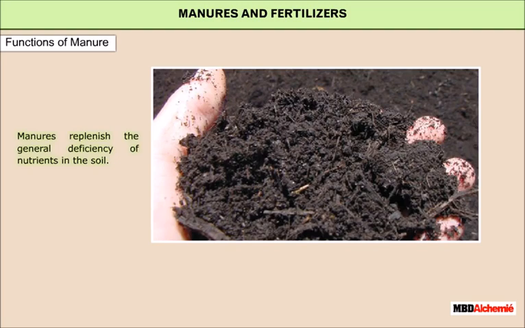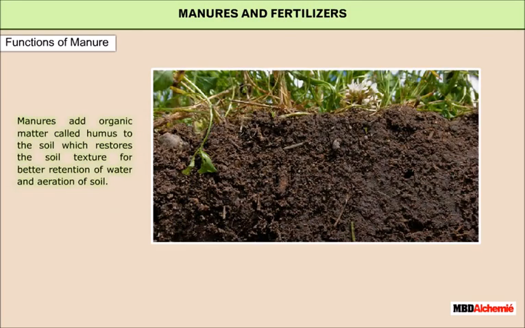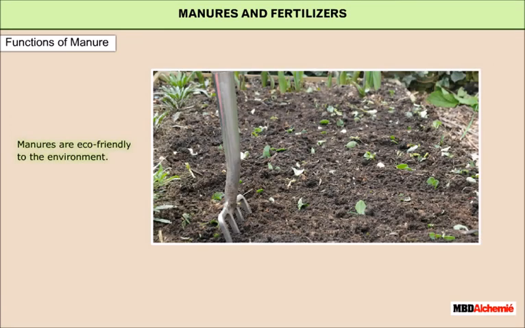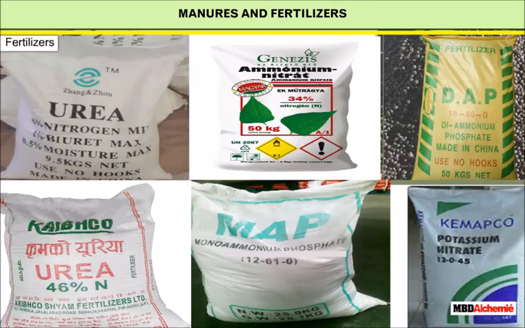Functions of manure. Manures replenish the general deficiency of nutrients in the soil. Manures add organic matter called humus to the soil, which restores the soil texture for better retention of water and aeration of soil. Manures are eco-friendly to the environment.